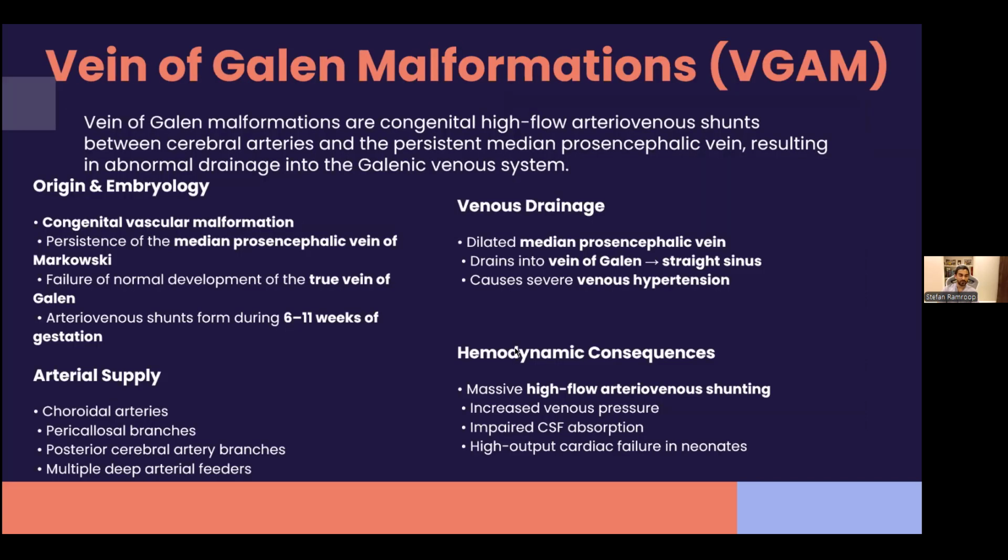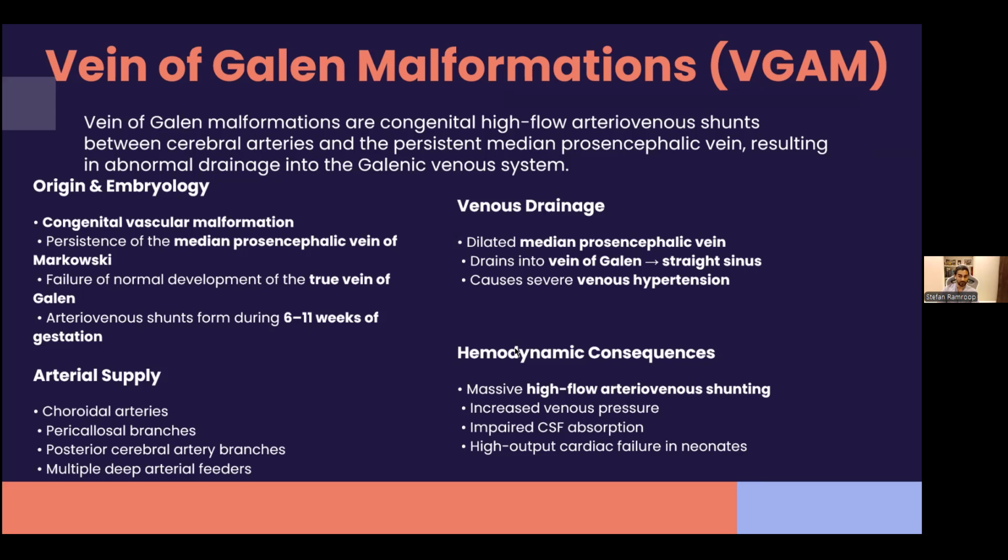So there are also vein of Galen malformations, which are rare congenital vascular lesions involving the deep venous system of the brain. Despite its name, the lesions do not arise from the true vein of Galen itself, but instead they result from persistence of an embryological structure known as the median prosencephalic vein of Markowski. During normal development, this embryonic vein regresses as the paired internal cerebral veins form and unite to create the true vein of Galen itself.